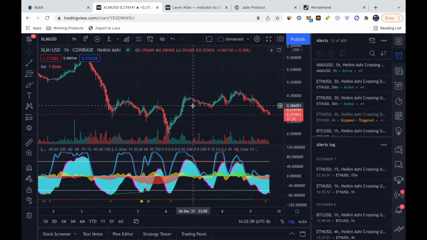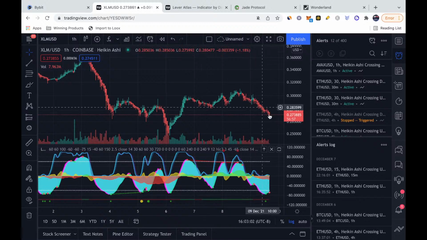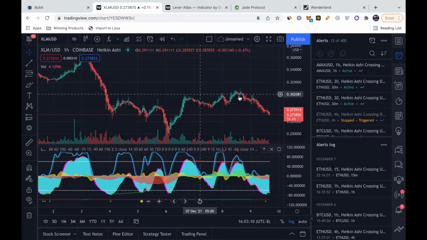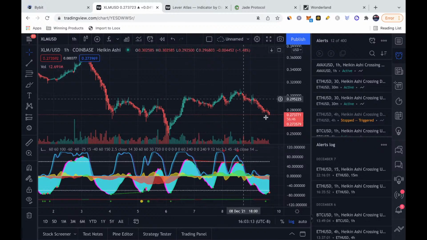But we got XLM up here, might as well take a look, right? We have this green dot print down here and then a red dot. So this to me looks pretty bearish. We got a red dot all the way down here. Looks pretty bearish. Plus we did have price going up, momentum going down, bearish divergence going down, still going down.